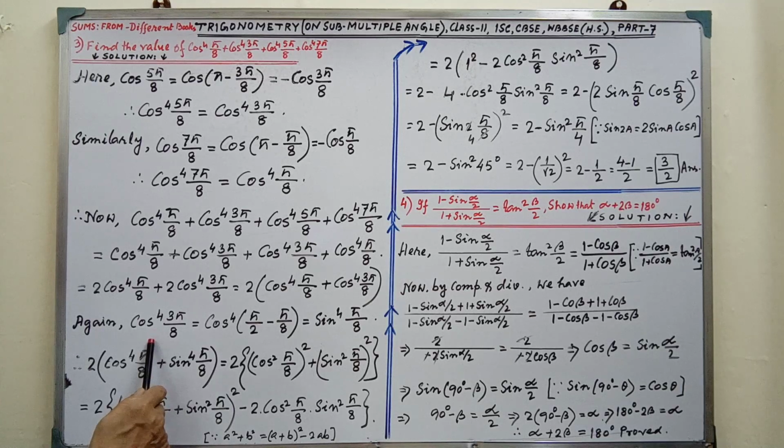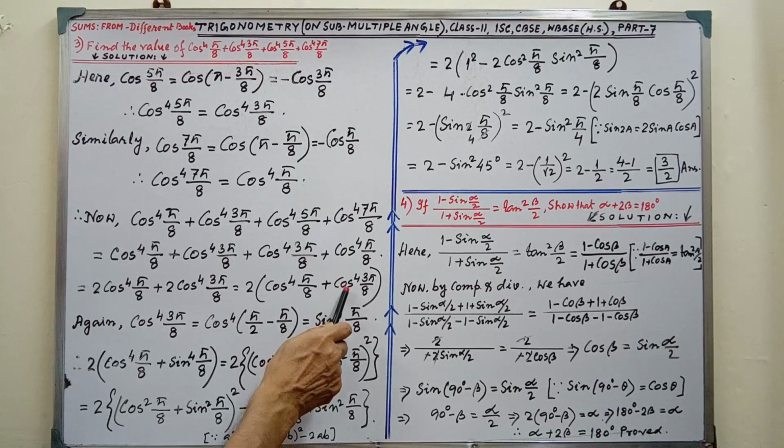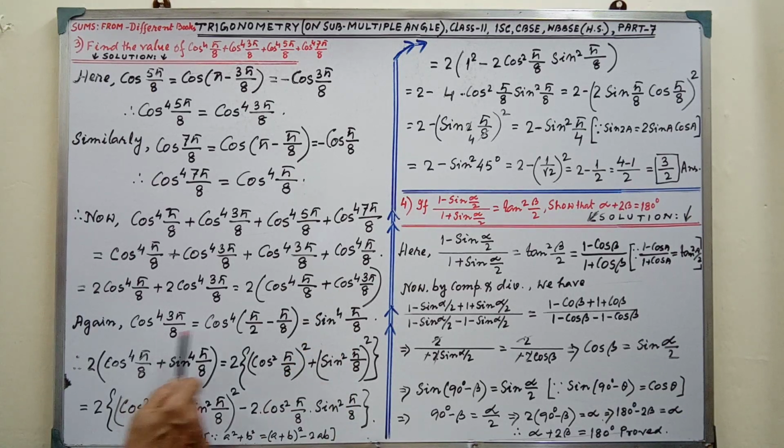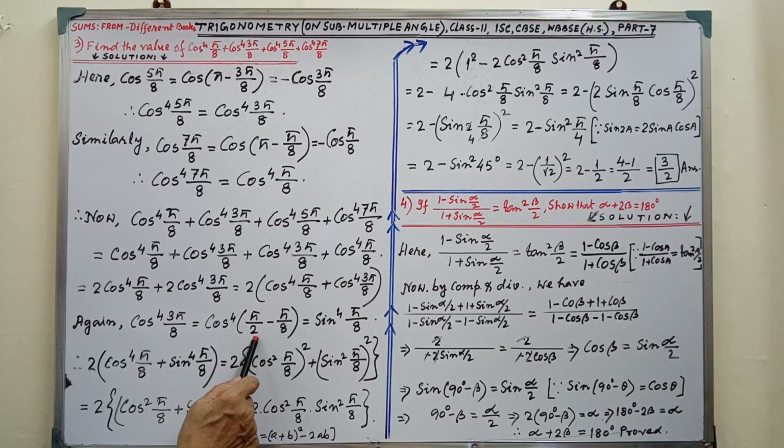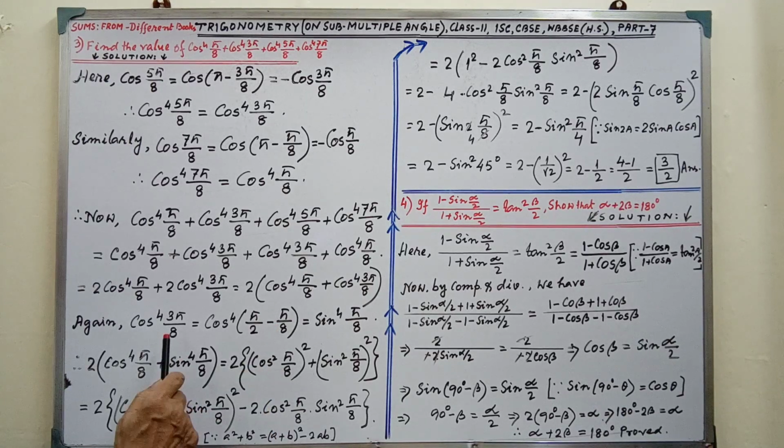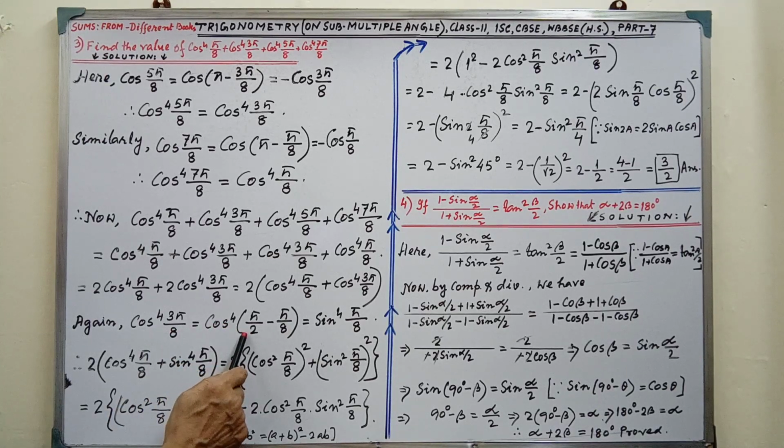Then again this angle we have to simplify. Why we have to simplify this? This expression is not coming exactly in the frame of formula. This is why we have to simplify. Here we are taking pi by 2, that is 90 degree. 90 degree minus theta, that is first quadrant. First quadrant all sine. This is why cos of 90 degree minus theta, that is sine theta. This is why it will be sine to the power 4 pi by 8.